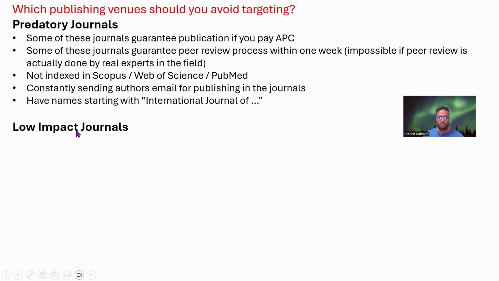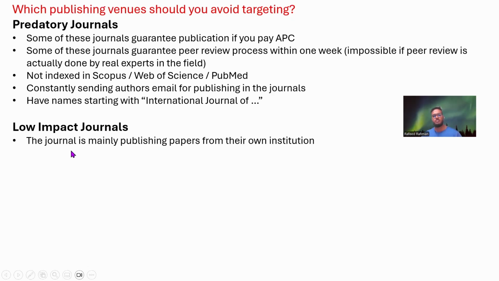So how do we know if a journal is low impact or not? First thing is the journal is mainly publishing papers from their own institution. Let me give an example. Suppose you are from University X. University X has a journal called University X blah blah blah. If you are only publishing your papers in the University X journal belonging to University X, then you are basically targeting a low impact journal, because you know that you cannot publish outside of an institution, and so in order to get promotion, you are publishing in a journal which belongs to your own institution and to which you are affiliated.